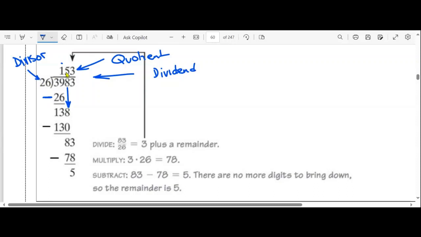138 divided by 26, what do you get? 5. 5 times 26, how much? 130. And then you subtract. You get what? 8. And then you bring down the what? The 3. 83 divided by 26? 3. 3 times 26? 78. Subtract, what do you get? 5. What is this 5, we call it? Remainder. Is this clear, everybody? Any questions?